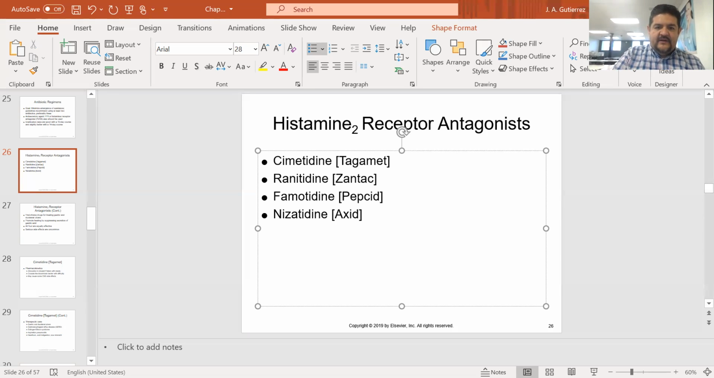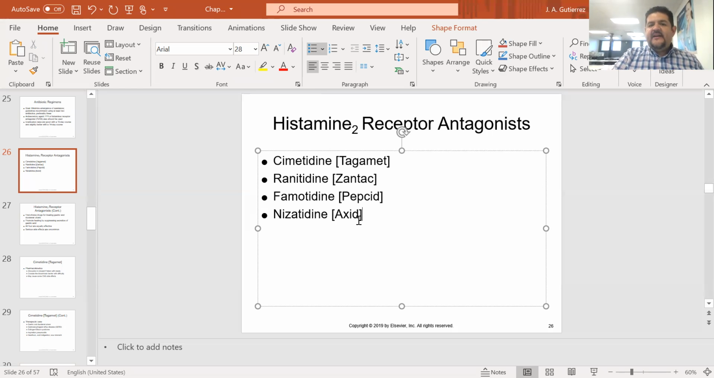And here we have the most common drugs used: cimetidine, ranitidine, famotidine, nizatidine. So histamine 2 receptor antagonists end in tidine. That's how you know, tidine. And Pepcid and Zantac are brand names that you're probably very familiar with because they're OTC. So people with a hypersecretion of acid can go without a prescription and get this type of drug, OTC.